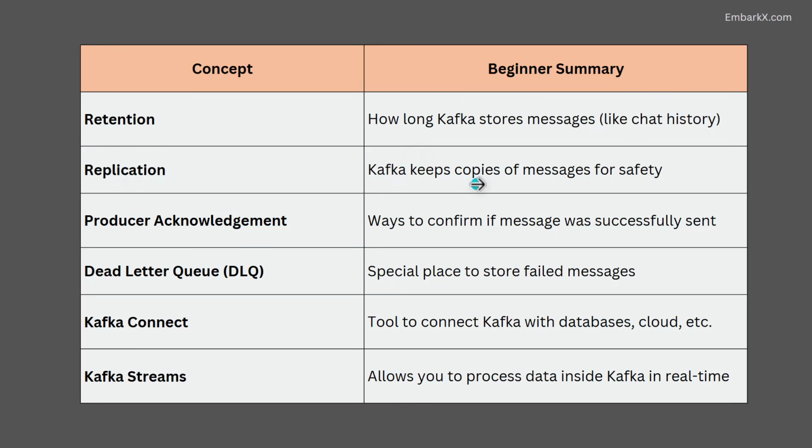So Kafka keeps copies of messages for safety. That is what is known as replication. Producer acknowledgement: once the message is sent, producer acknowledgement is a way to confirm if the message was successfully sent, right? This is something that you will hear, but I thought I'll tell you the definition.